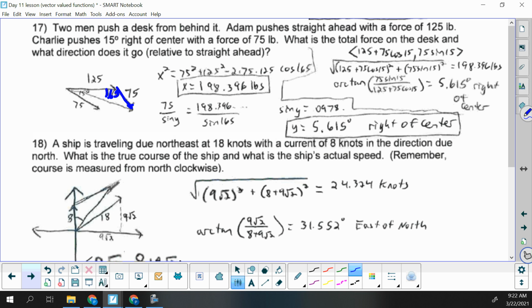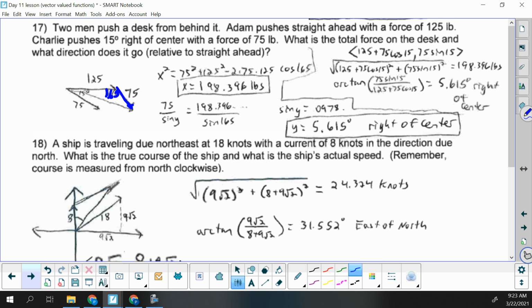Then you can do a law of cosines to get the magnitude of the resultant force, which is that 198.396 pounds. And then do a law of sines there to get the degree value. So that's the one way you could do it.